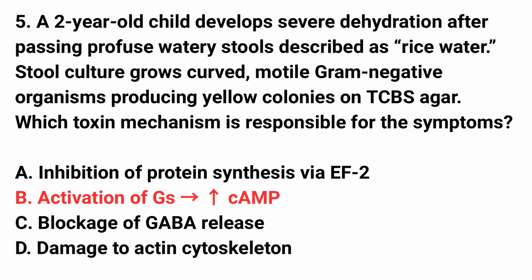Vibrio cholerae produces cholera toxin that activates GS protein, leading to a persistent increase in cyclic AMP in the intestinal epithelial cells. This causes massive chloride and water secretion, resulting in rice water diarrhea and severe dehydration.